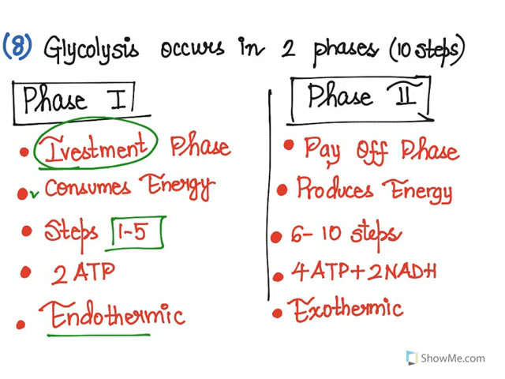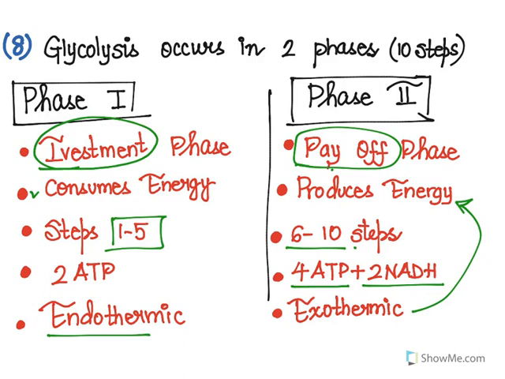Now let us take a look at phase 2. Phase 2 is the payoff phase. Phase 1 has happened, and in phase 2, we are going to get energy. So it's producing energy, and it's happening from step 6 to 10. So the payoff phase is the name, and then steps 6 to 10. What is released as a part of phase 2 reactions? 4 ATP and 2 NADH molecules. And it is also exothermic because energy is produced.